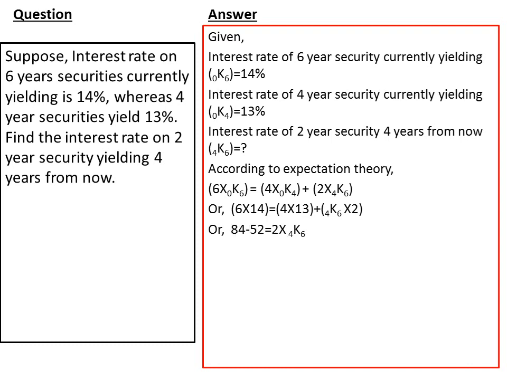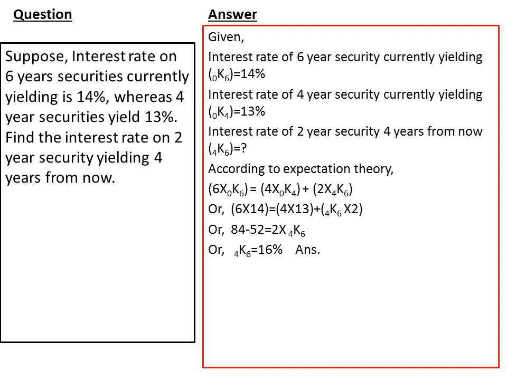Now 6 into 14 is 84. 4 into 13 equals 52. 52 goes to the left side. 84 minus 52 equals 2 into 4K6. Now the 4K6 value equals 16%. That is our answer by the additive model.